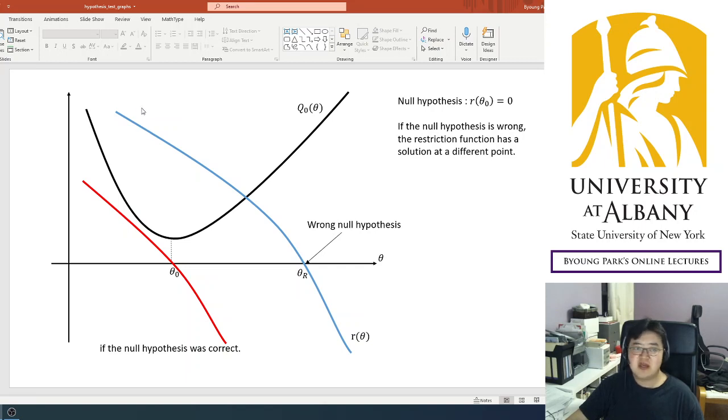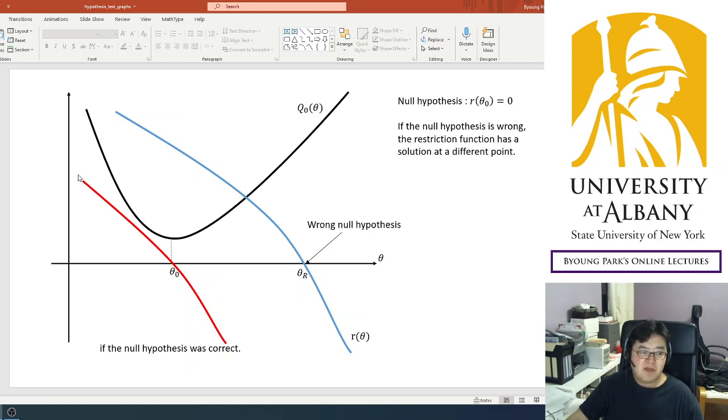So think about two different cases. Blue: if the hypothesis is given by blue, then the only theta that satisfies the blue restriction is this point, which is the restricted value of theta. And this point is different from the minimum. The true parameter is here, but your restriction implies a different point. So this blue hypothesis is wrong.